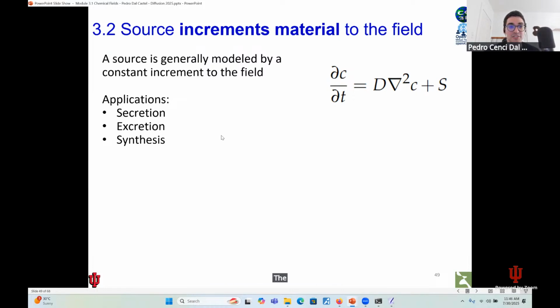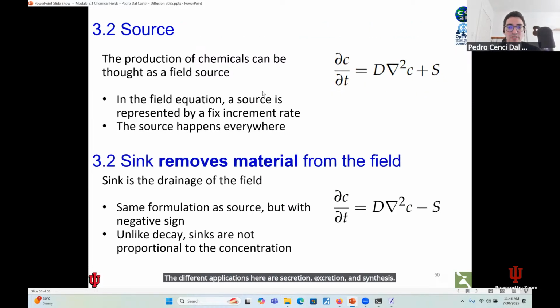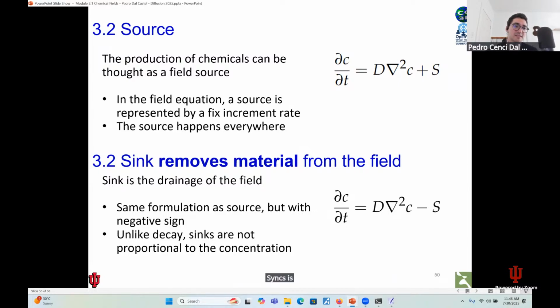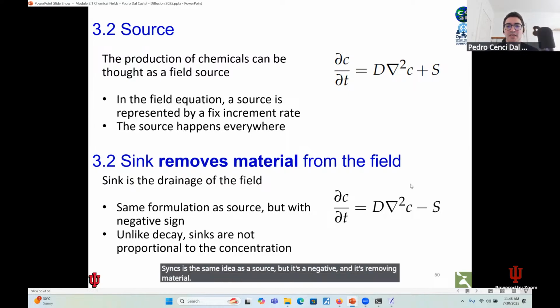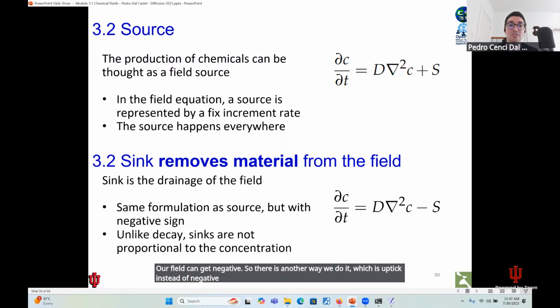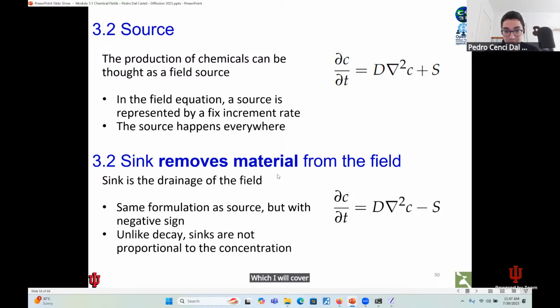The different applications here are secretion, excretion, and synthesis. And we also can implement sinks. Sinks is the same idea as a source, but it's negative and it's removing material. Here we have to be careful that if we set a negative secretion to a cell, our field can get negative. So there is another way we do it, which is uptake instead of negative secretion, which I will cover on the next lecture.